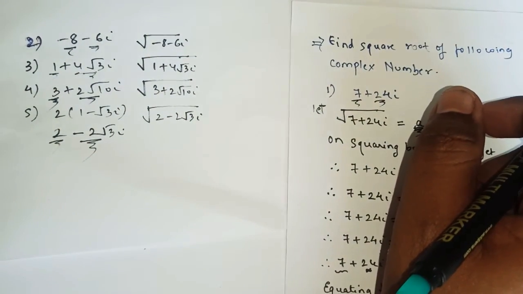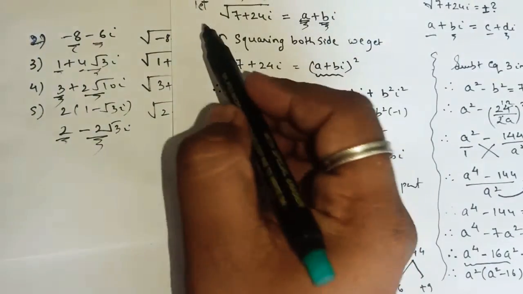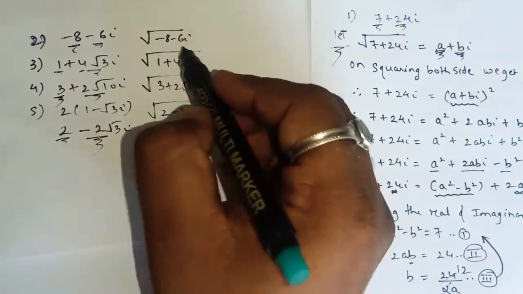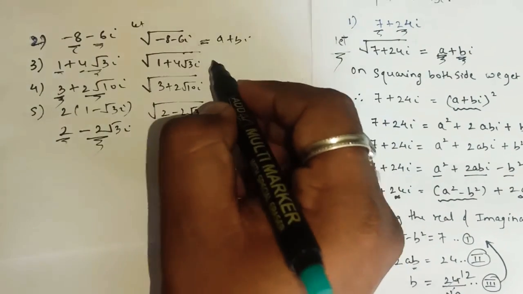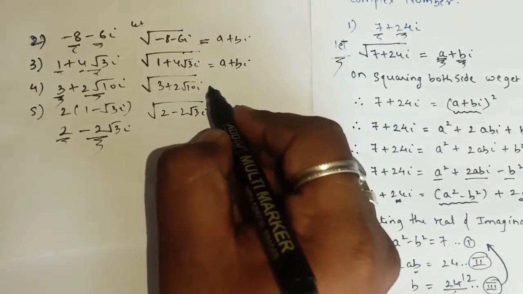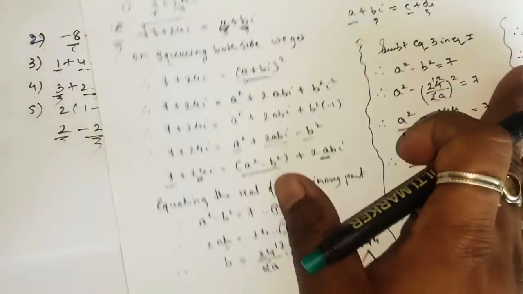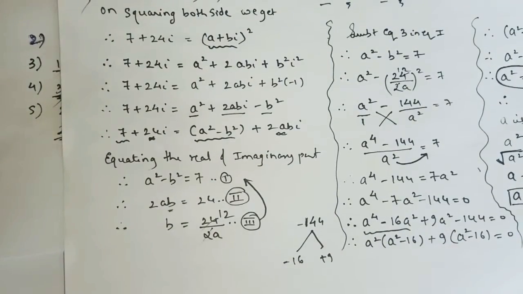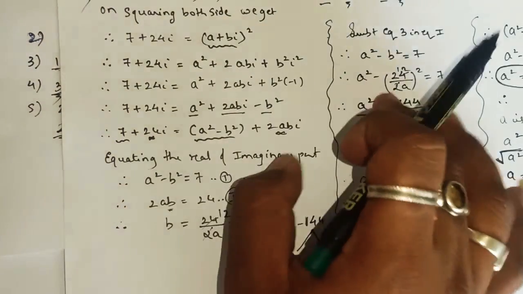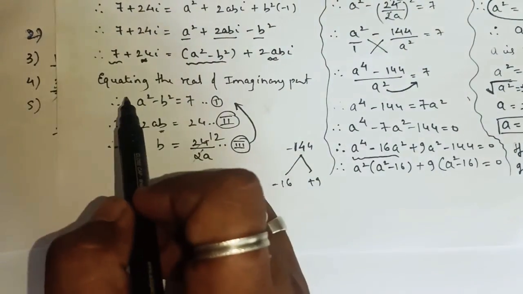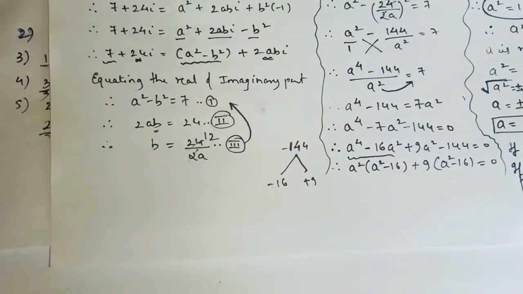Okay, and the method, as I told, will be fixed. You will start with let the square root equal to a plus bi. So here also you will write let the square root equal to a plus bi, in every question. The fundamental, the method and the concept will be fixed. First you will take the let, then after that you will square both sides. After that you will equate the real and the imaginary parts separately.